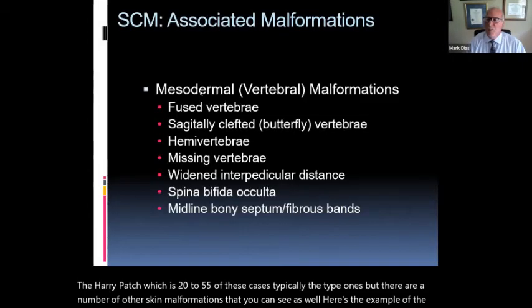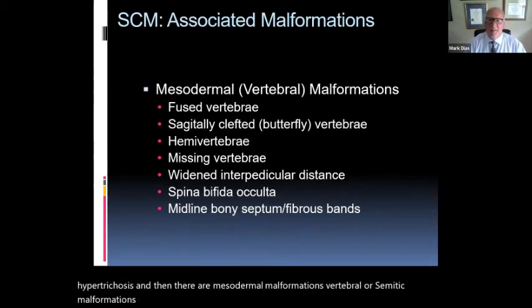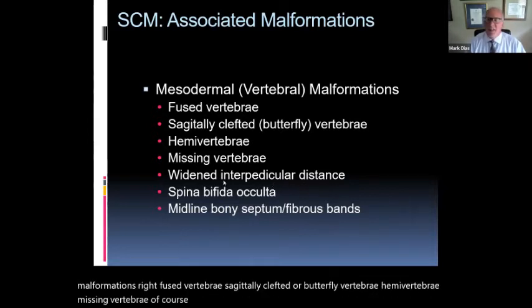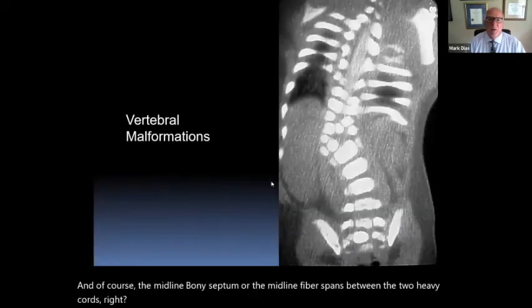And then there are mesodermal malformations, vertebral or somitic malformations, right? Fused vertebrae, sagittally clefted or butterfly vertebrae, hemivertebrae, missing vertebrae. Of course, a widened interpedicular distance is important when we talk about the embryology of these in a second. Spina bifida occulta, and of course the midline bony septum or the midline fibrous bands between the two hemichords, right? So this is an example of different vertebral malformations.